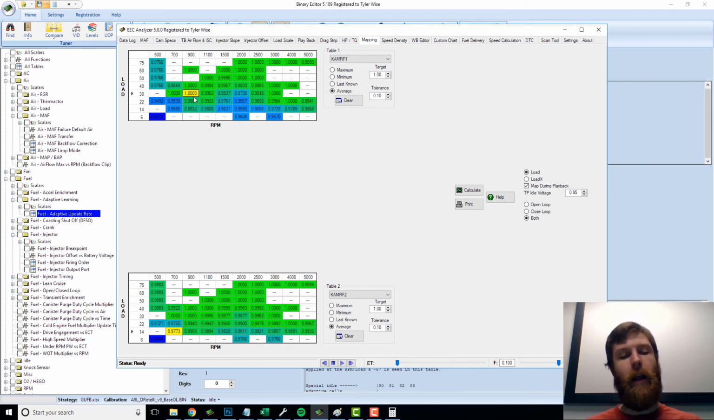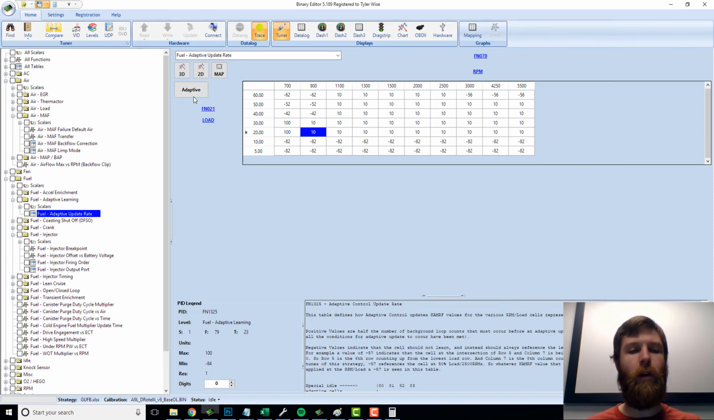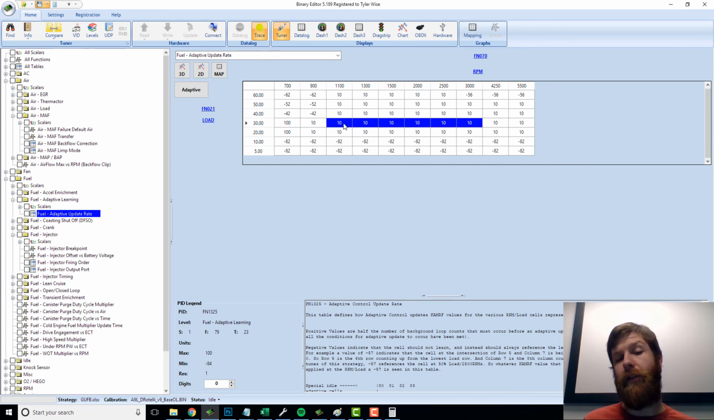Now, in order to make it adjust at all, you can't just be constantly on the throttle, off the throttle, and modulating it at all these different loads and RPMs. It has to stay in one of these cells for a certain amount of time. When you see these numbers here, you can change this in the tune, but the higher this number is, the longer you have to stay in a cell.